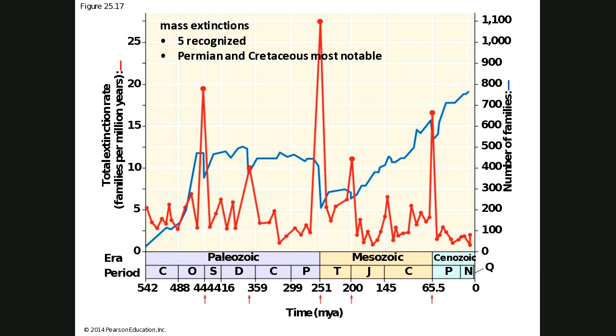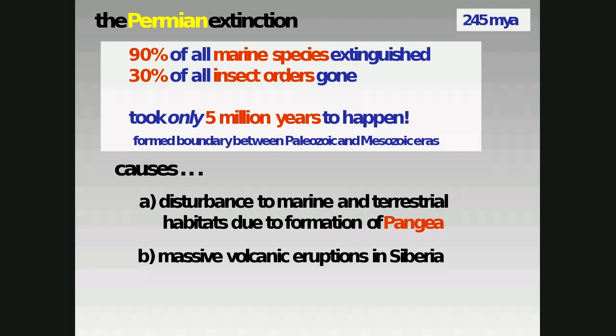Okay, so let's look at these extinctions. Let's go to the Permian one first. So here we are, about 250 million years ago, we get the Permian extinction. Look at how incredible this was. 90% of all the marine species went extinct. A third of all the insects went extinct. And this happened pretty quick. This is like that punctuated equilibrium thing I was talking about. It only took about 5 million years for it to happen.